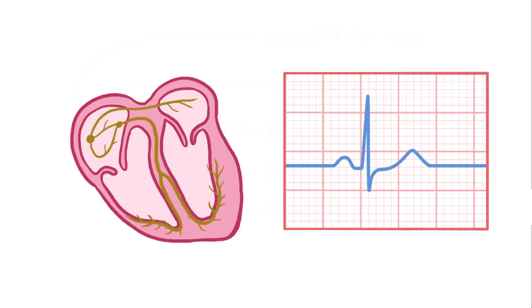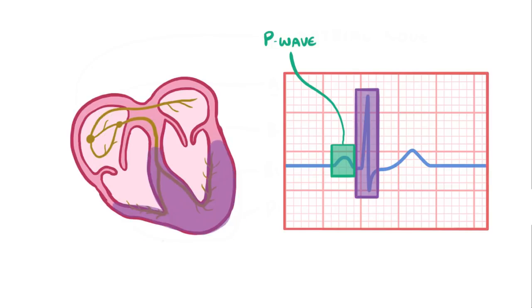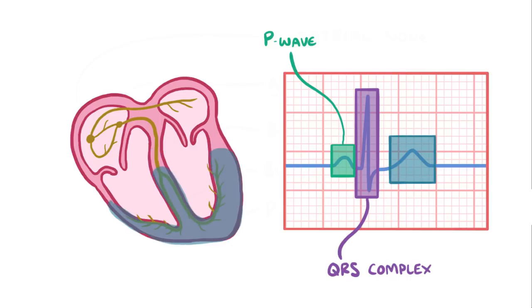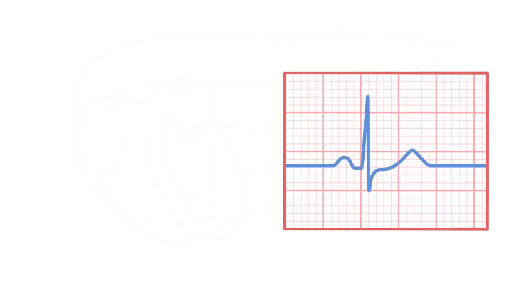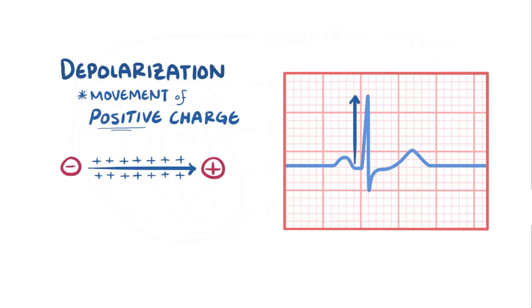On an ECG, the atrial depolarization and contraction is seen as a P wave. The ventricular depolarization and contraction is seen as a QRS complex, and the ventricular repolarization, and therefore its relaxation, is seen as a T wave. The general principle to keep in mind is that the depolarization is caused by the movement of positive charge. So if that movement of positive charge is going toward the positive electrode, then it's captured as a positive deflection on an ECG. With that in mind, let's take a closer look at the mean or average QRS vector.